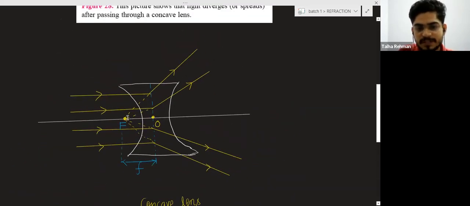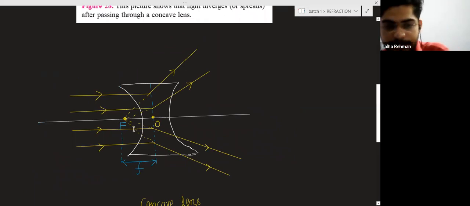Okay, so focus is a point from where it is appearing that the light rays are just diverging. It is only appearing, this is not happening in actual. Okay, this is just appearing.